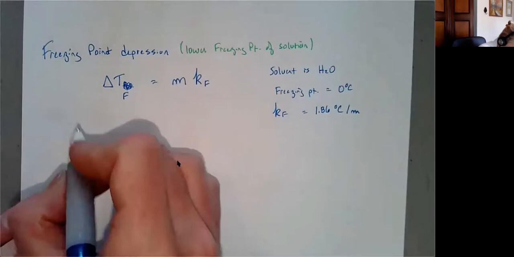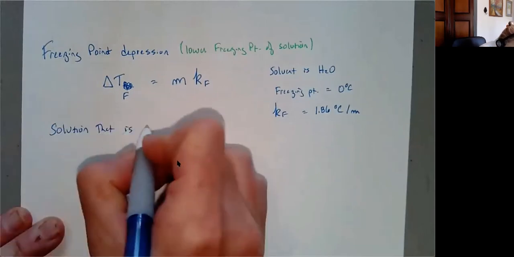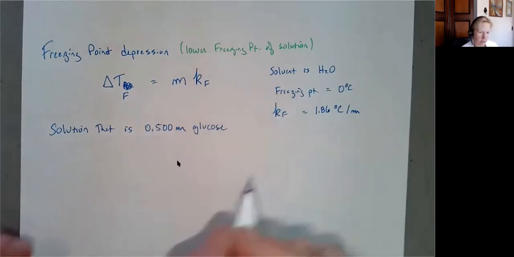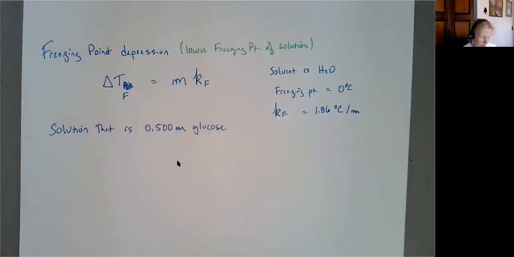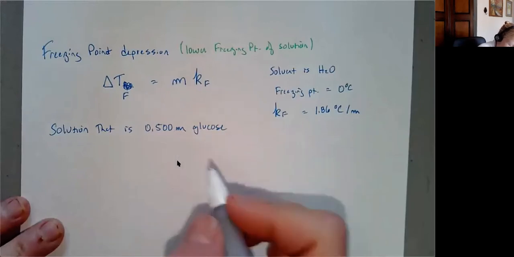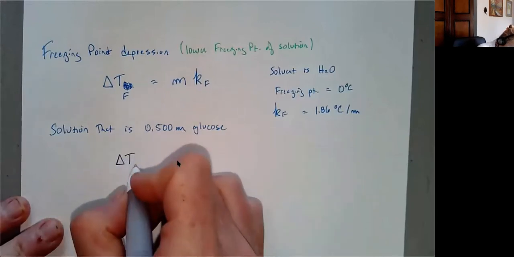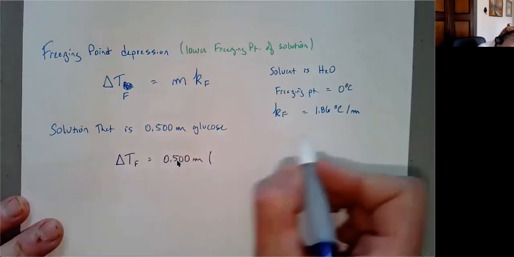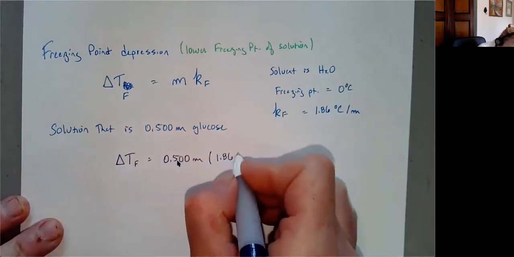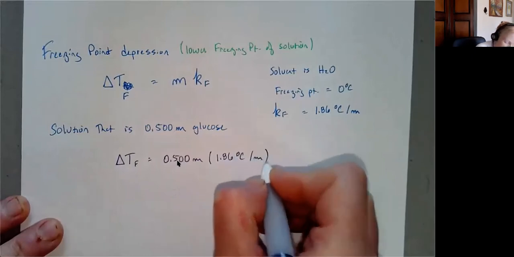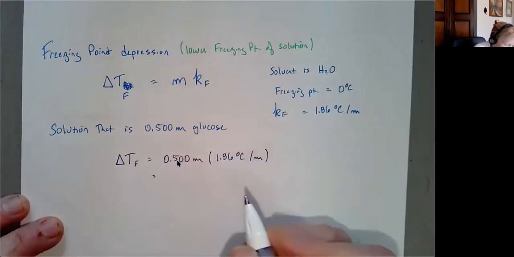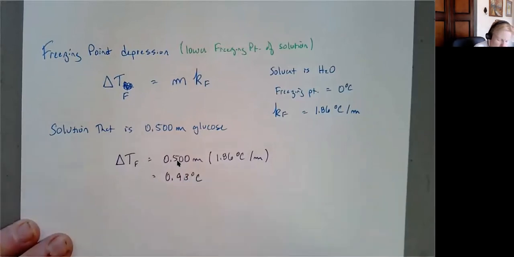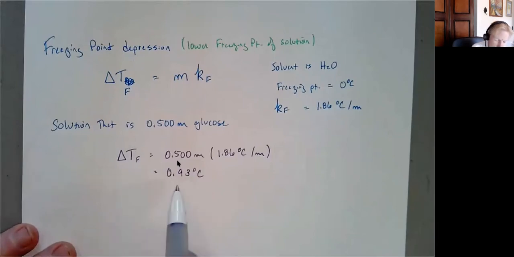And let's say I have a solution that is 0.500 molality glucose. So I have a covalent compound. This is the concentration of my solution. I'm just going to plug this in here. 0.500 molality times 1.86 degrees Celsius per molality. And that's going to give me 0.93 degrees Celsius. This is the change in temperature.